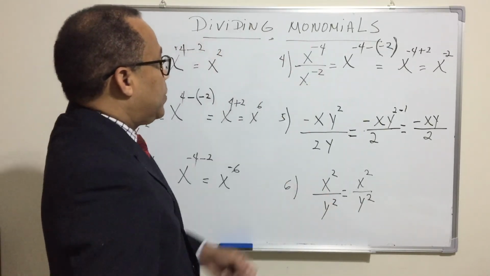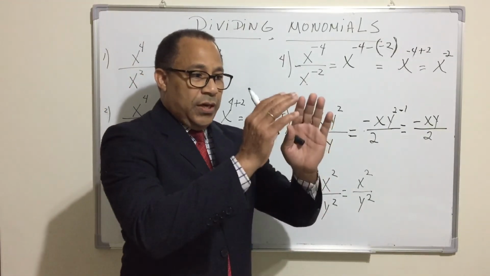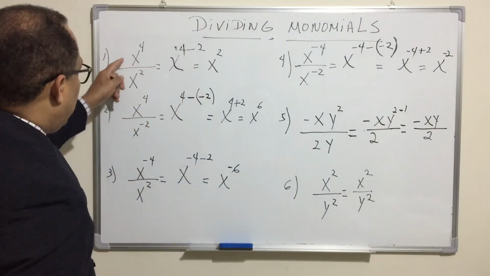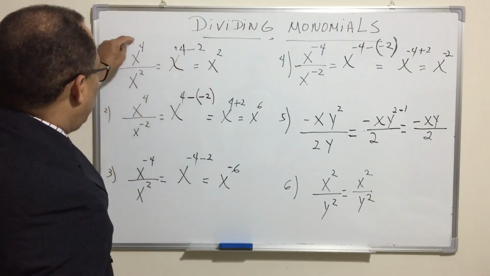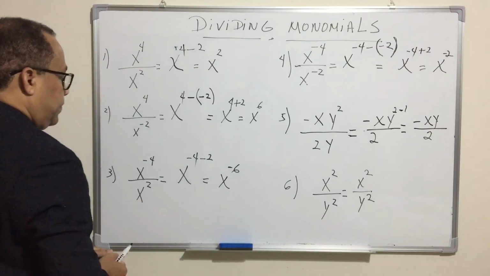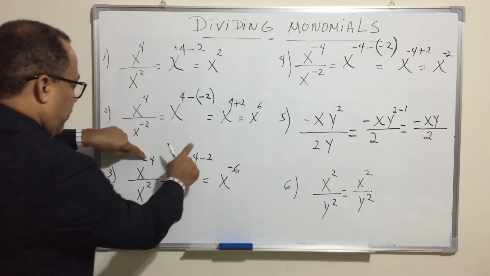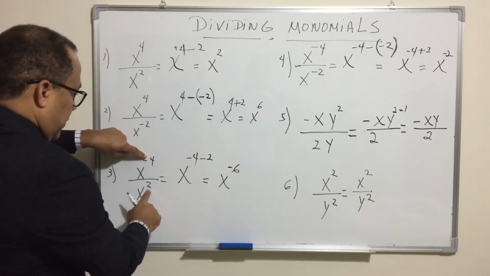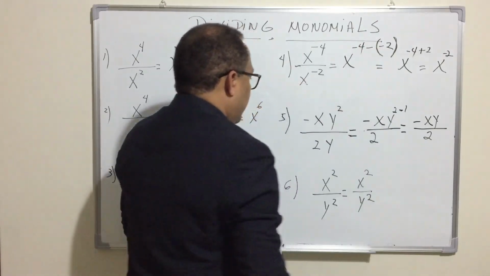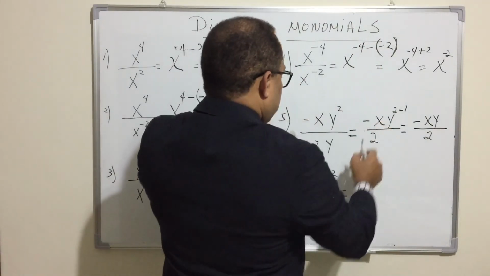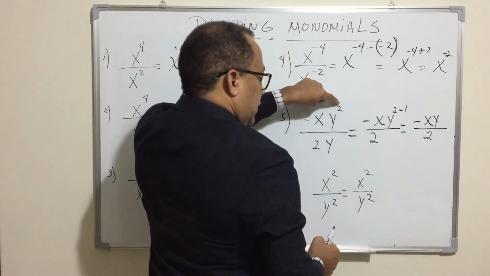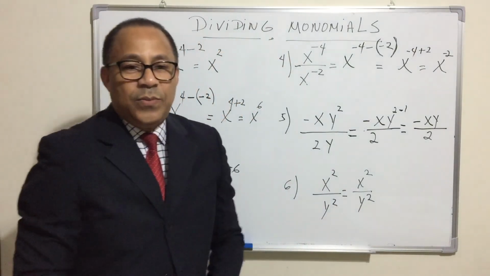This is dividing monomials. The rule, when dividing monomials, we subtract the exponents. Number 1, x to the 4 over x to the second equals x to the second, 4 minus 2. Number 2, x to the 4 minus negative 2. Number 3 is x to the negative 4 minus 2, subtracting. Number 4, x to the negative 4 subtracting negative 2. Number 5, bring down the x, bring down the 2, and then subtracting exponents is 2 minus 1 for y. And this is the way we divide monomials.